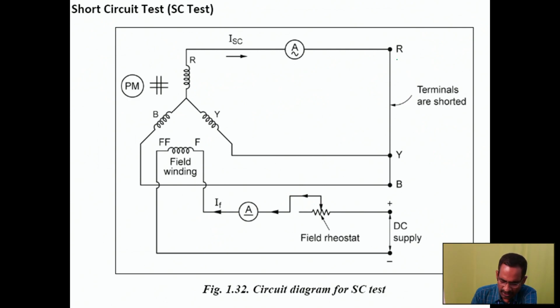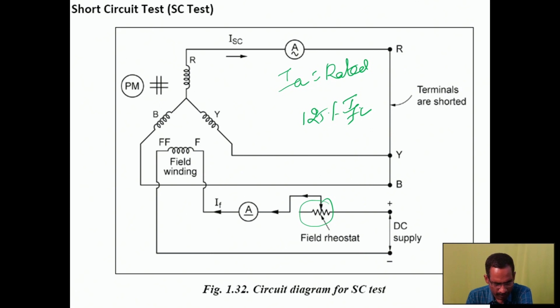Then to conduct the short circuit test, by using a low resistive wire, we have shorted all these three wires. Here, by adjusting this field rheostat, we will be bringing the current of the armature to its rated value, or 125% of its full load value. So the prime mover is always connected with this. We will be giving the mechanical power, then only it will produce electrical power. There is no change in that. Here, by varying this, we will be getting the two current values. One is the field current, another one is the short circuit current.